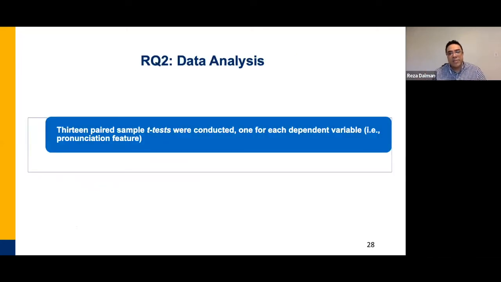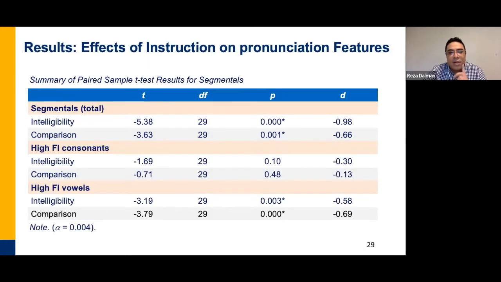To answer the second research question regarding to what extent each one of those pronunciation features improved from the pre-test to post-test, we conducted paired-sample t-tests, each for one dependent variable. This is the result of the paired-sample t-test for each one of the features from pre to post-test.